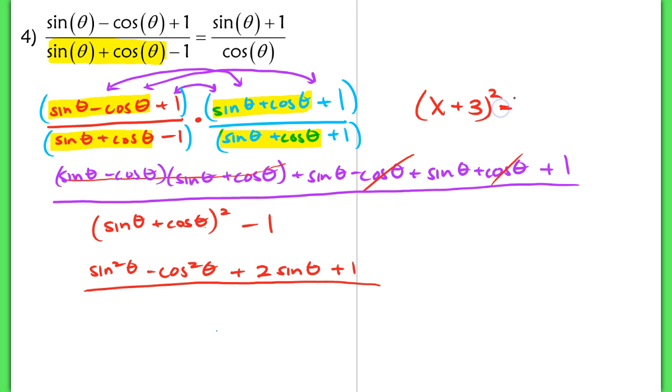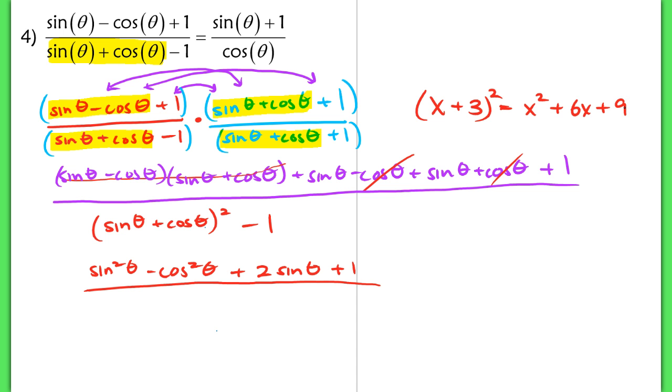Right, if I FOIL x plus 3 squared, I know that's going to be the first term squared. The middle term will come by finding the product of our two terms and doubling it, so that would be 6x, and then our last term would be squaring that last term.